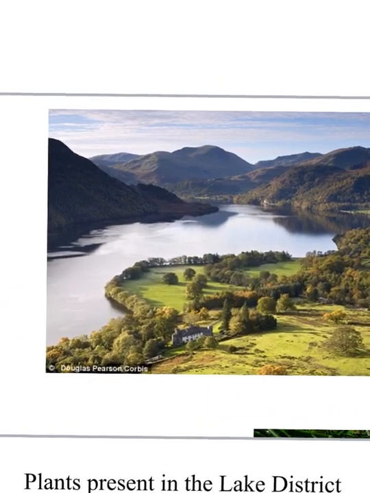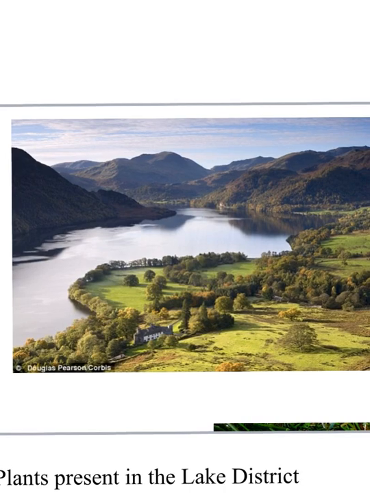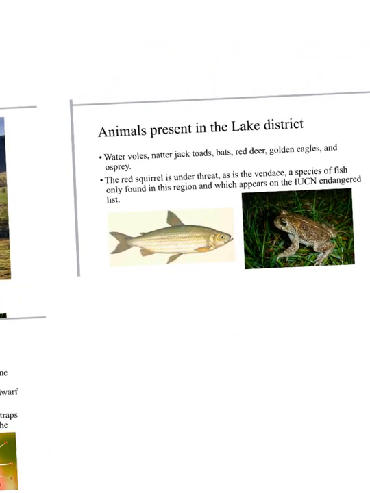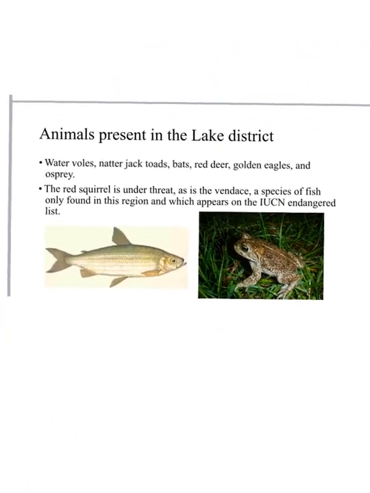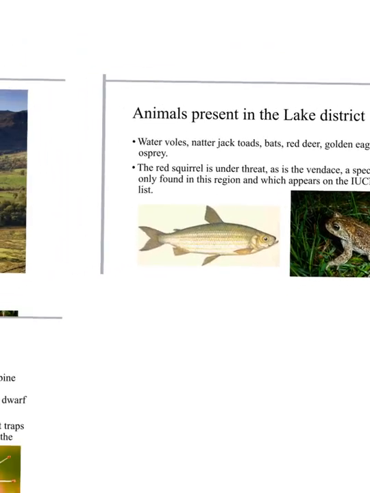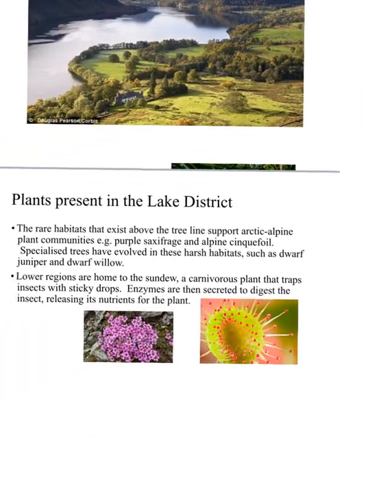So I'm sure many of you have been to the Lake District. It's absolutely beautiful, with loads of beautiful wildlife and unique habitats there. So what animals are in the Lake District? Well, you have water voles, natterjack toads, bats, red deer, golden eagles, and osprey. The red squirrel is under threat, as is the vendace, a species of fish only found in this region, which appears on the IUCN endangered list of animals. So therefore, it's a really sensitive ecosystem.